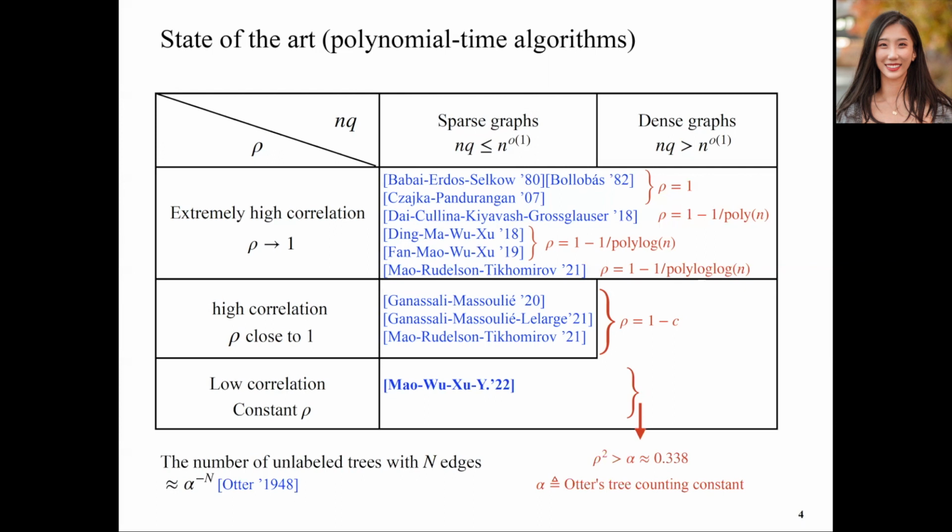This constant comes from the following fact. If you want to count the number of unlabeled trees with capital N number of edges, as this capital N diverges, then the size of this family of unlabeled trees actually grows exponentially with respect to the tree size. And the growth rate is this 1 over alpha.